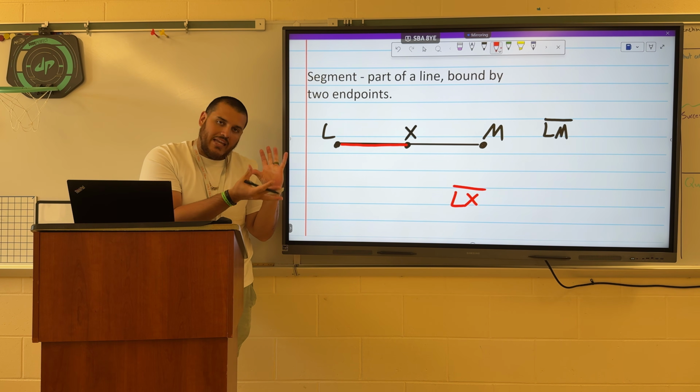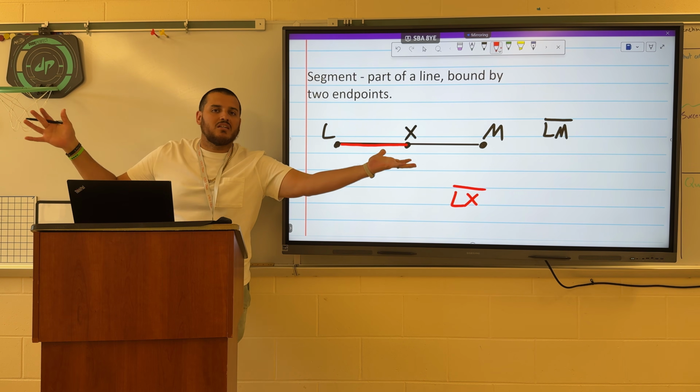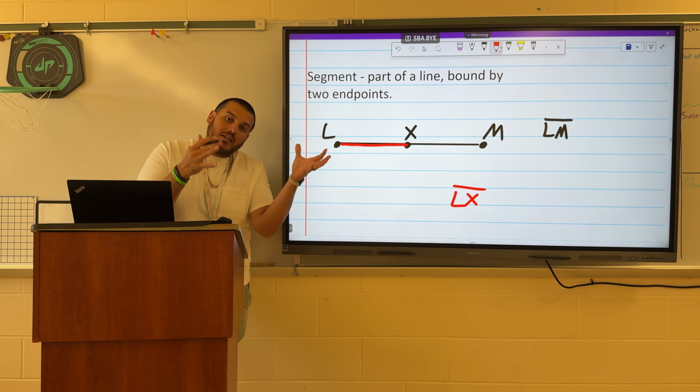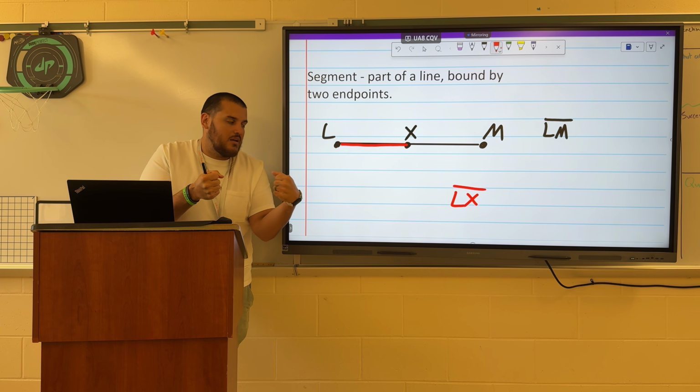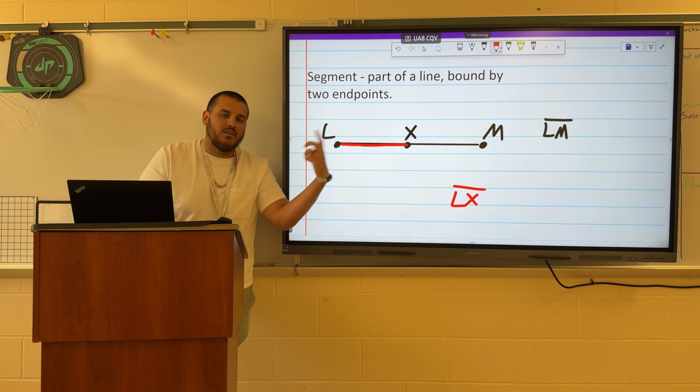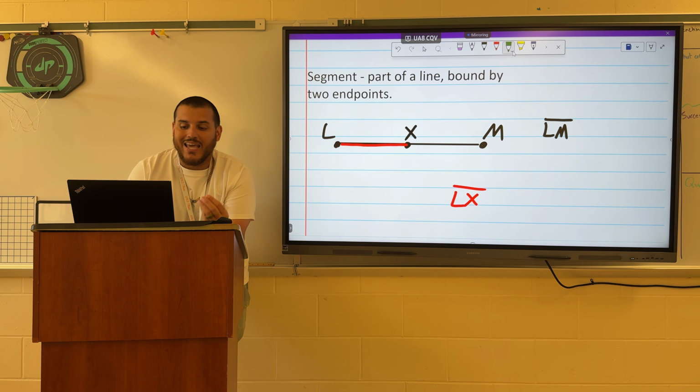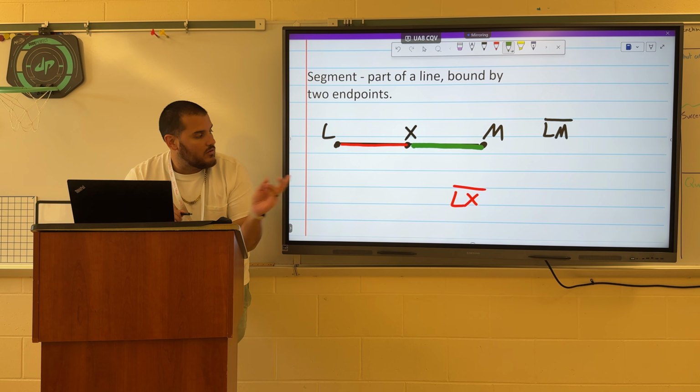So remember, with lines, any 2 points can represent the whole thing because lines go on forever. For segments, there are starts and ends, so we have to use the points that are at those endpoints. So LX only refers to that little piece. Segment XM would only refer to that little green piece.